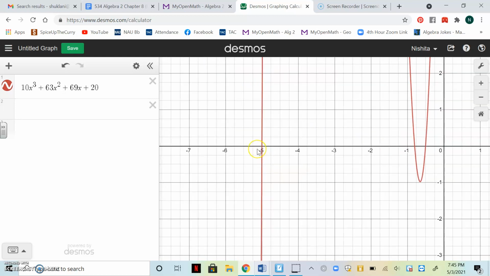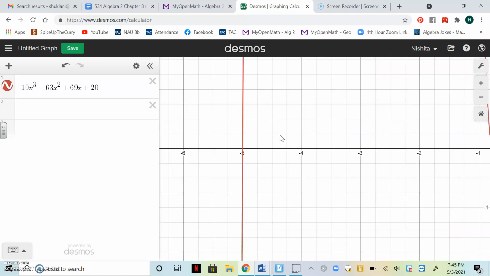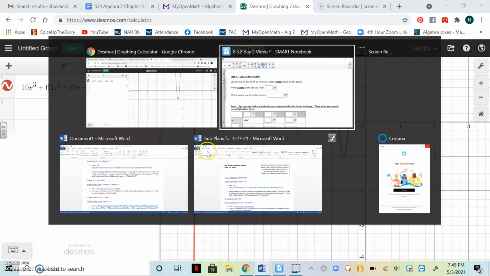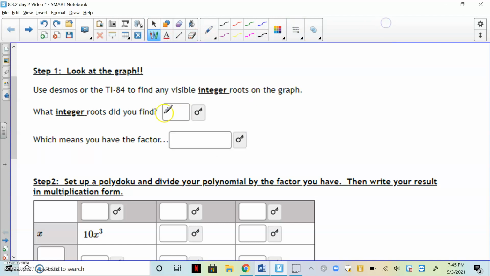So if you go over here, there is one that's a whole number. Right over here, there is a root at negative 5. So that's the one that we are going to use here. All right, so we'll go back here and we'll say that we have a root at negative 5. Okay, and that indicates that we have a factor that is x plus 5. Okay, and we know this, right? Whatever our roots are, in the parentheses, we have x plus or minus that root, but it's always going to be the opposite. So a negative 5 root indicates a plus 5 factor and vice versa.